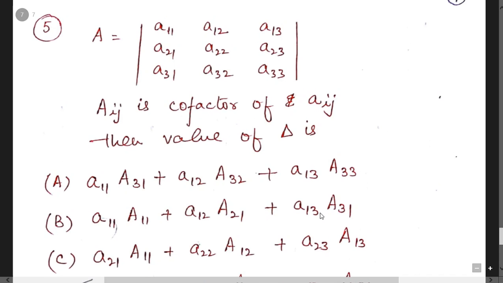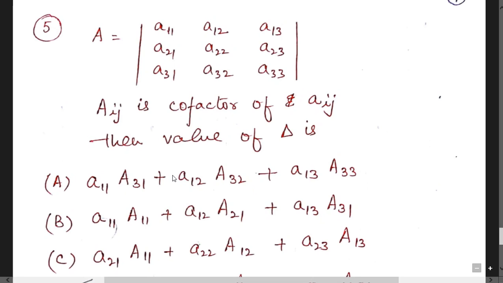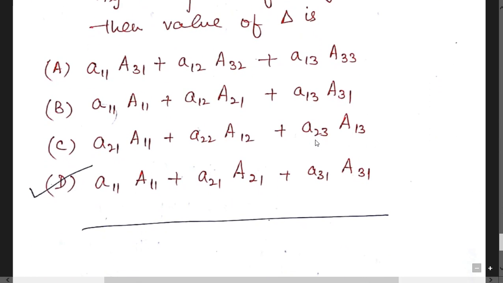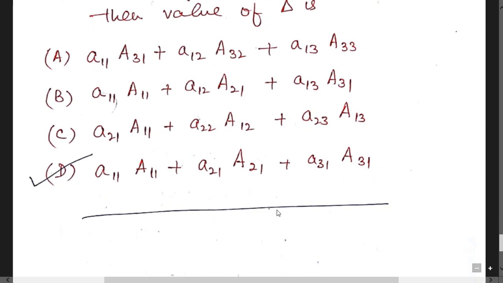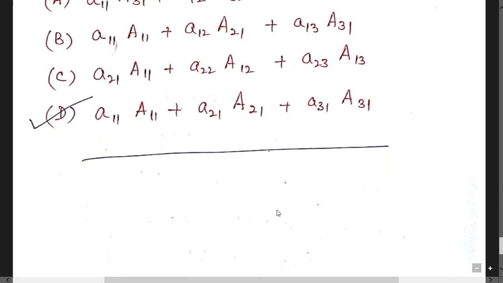This question is the simplest question. MCQ question is there. Aij is a cofactor of Aij. Then which value is correct? I think you can easily identify if both the values are same. 1 1 1 1 2 1 2 1 3 1 3 1. You can easily identify this one is the correct answer. Because you have to multiply the corresponding value of cofactor along with the elements, then add up.